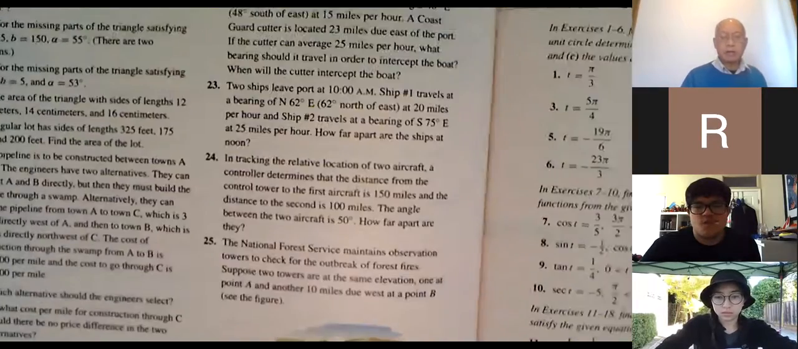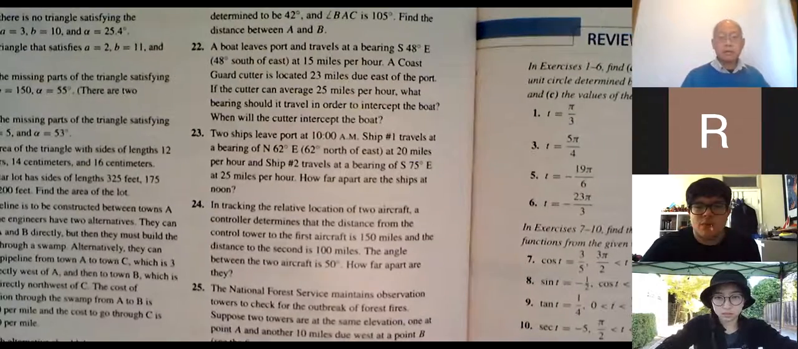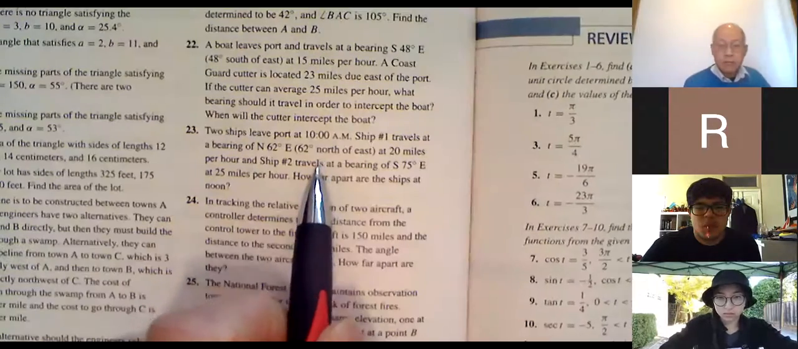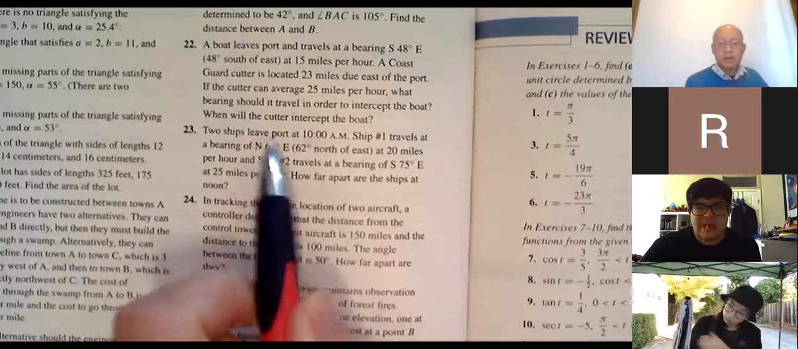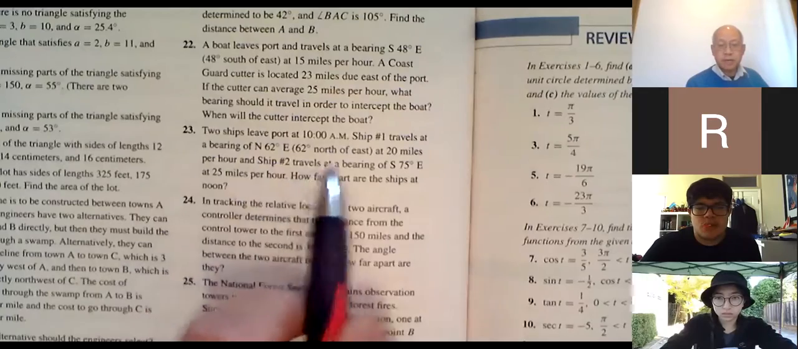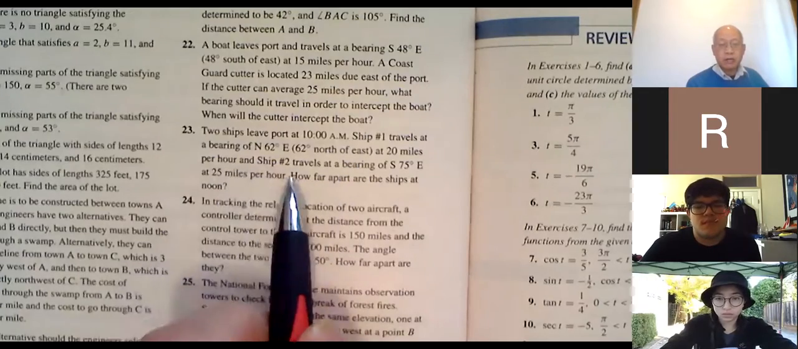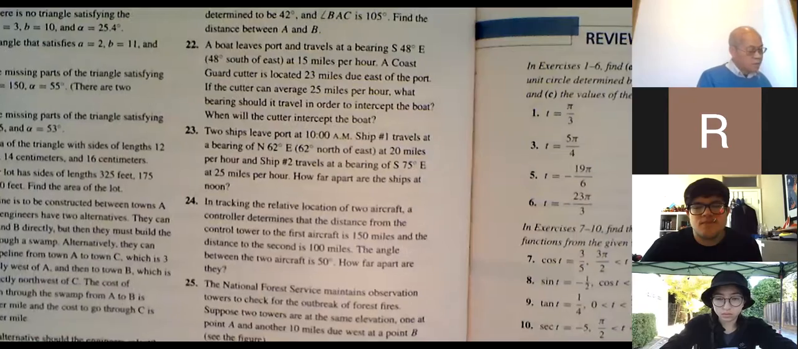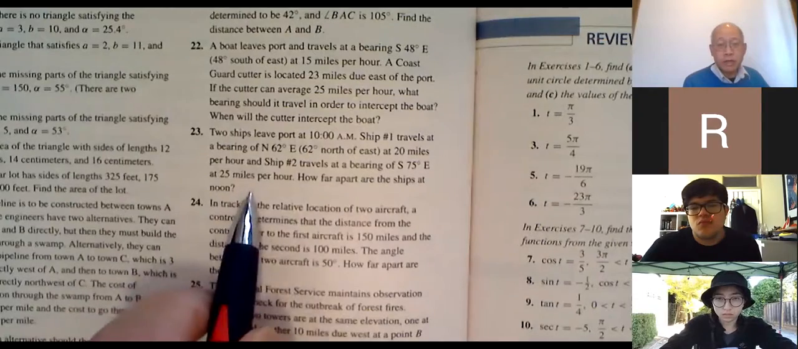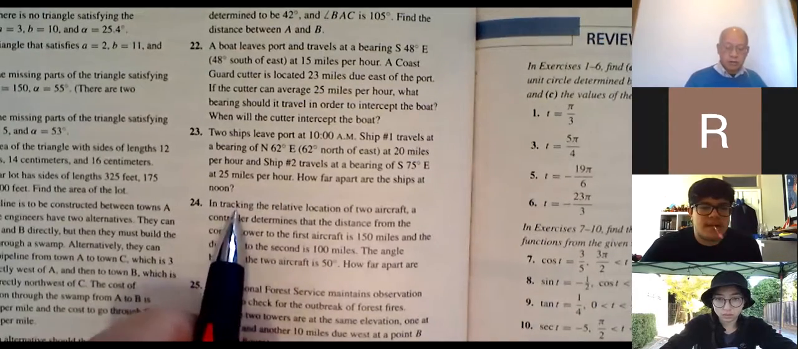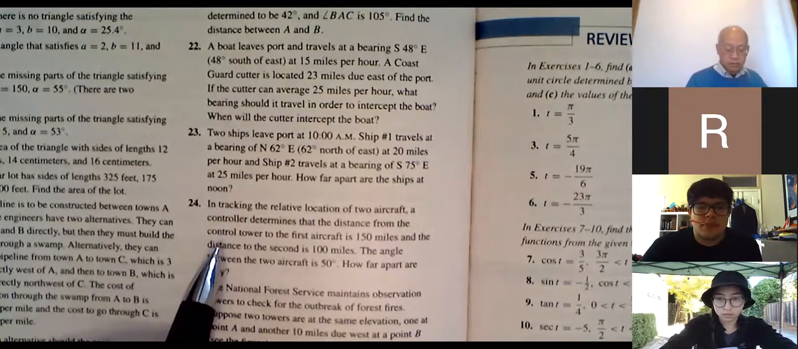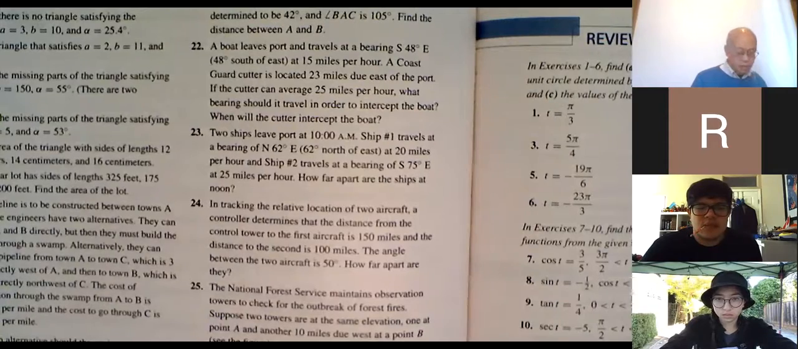Somehow I don't have this correct here. My notes seem to be different here. 2 ships leave a port at 10 a.m. Ship number 1 travels at a bearing of north 62 degrees east at 20 miles per hour. Ship number 2 travels at a bearing south 75 degrees east at 25 miles an hour. How far apart are the ships at noon? Okay, and for some reason, I don't have the same problem here. So I might have to start from scratch on that one for some unknown reason.